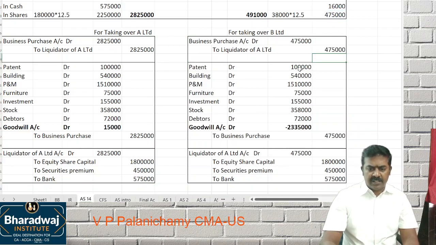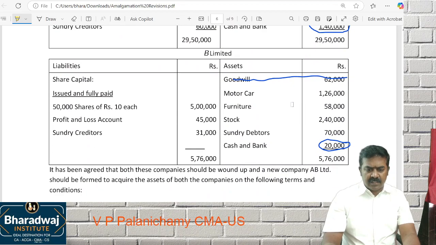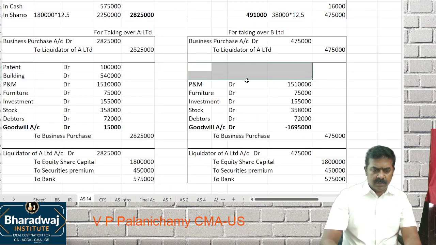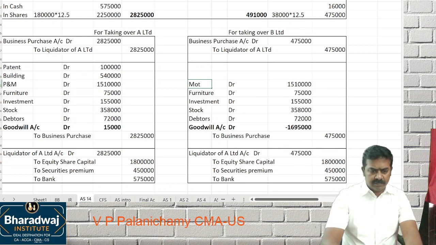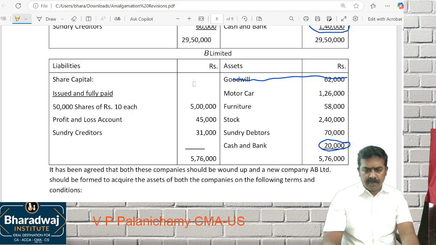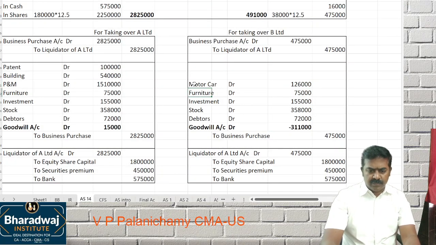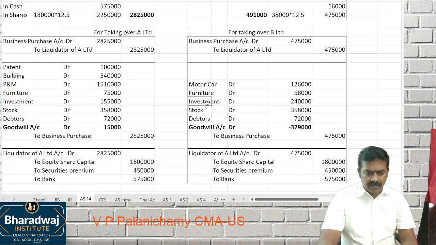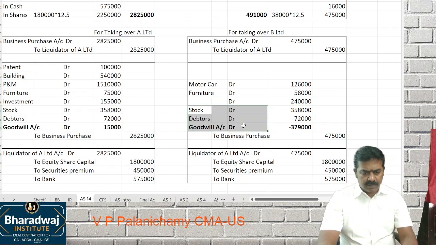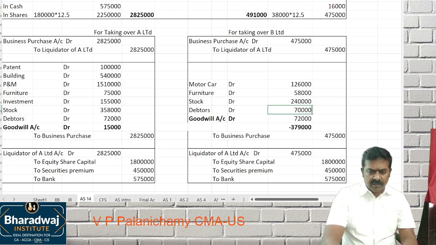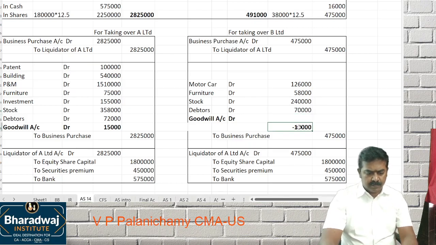For taking over B Limited, another set of entries we have to pass. What are the assets in this one? Motor car. Motor car account debit how much? 1,26,000. Furniture account debit how much? 58,000. Then stock 2,40,000. Debtors how much? 70,000. So business purchase 4,75,000, goodwill or capital reserve?